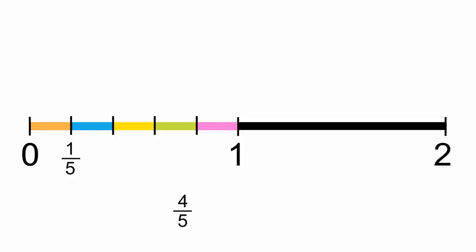Let's do one last problem. This time, we're going to start with a number line that goes from 0 to 2. How would we show 4/5? First of all, remember that 4/5 is between 0 and 1, so it's going to be in this part of the number line. So, let's divide this part of the number line into fifths. Now, counting from 0, we have 0, 1/5, 2/5, 3/5, 4/5. Here's the location of 4/5 on our number line.